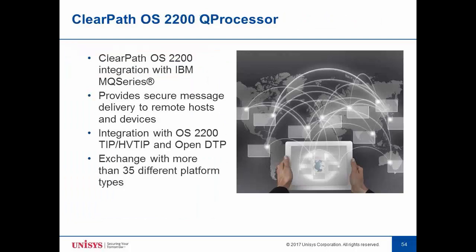With the introduction today of the new Dorado 4400, 6400, and 8400 models, we have a new QProcessor that's available exclusively for these systems. If you're not familiar with the QProcessor, it's a way of connecting the OS 2200 environment to the IBM MQ series for a secure message transfer to a number of remote hosts.